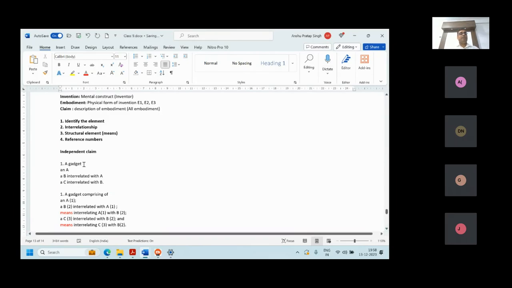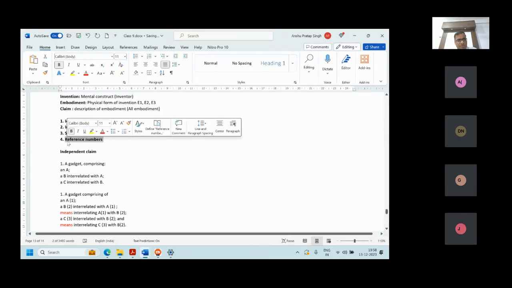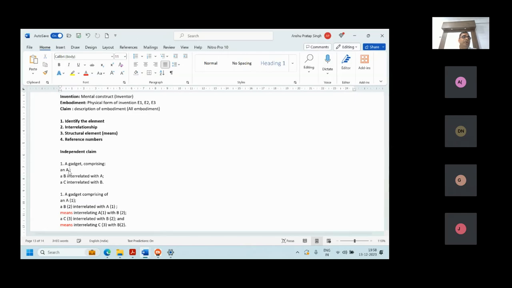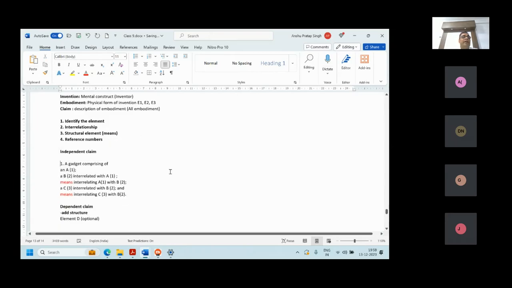So a gadget, then you have to use comprise. I will go by this. Gadget, comma, comprising, and A. Is it this? This, and this. Now you're saying reference number. Reference number is used if there is a diagram and A has been given one number, then you can write that number here. If a reference diagram has not been used, then you don't have to write any reference number here. If reference numbers are given, then the same numbers have to be repeated. If B is 2, then B is 2, C is 3, then C is 3. This is how your independent claim will look.